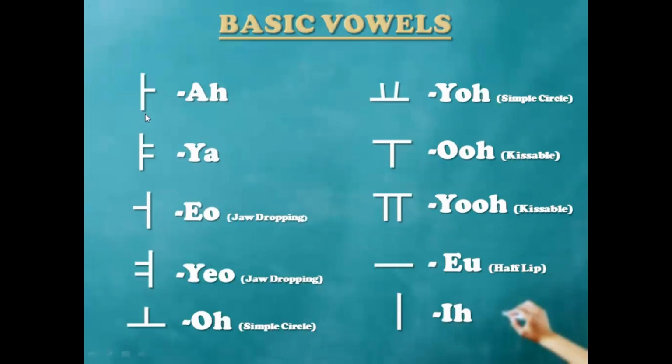Okay, so let's repeat once again. First a, ya, o, yo, u, yu, u, yu, u, i. Again: a, ya, o, yo, u, yu, u, yu, u, i.